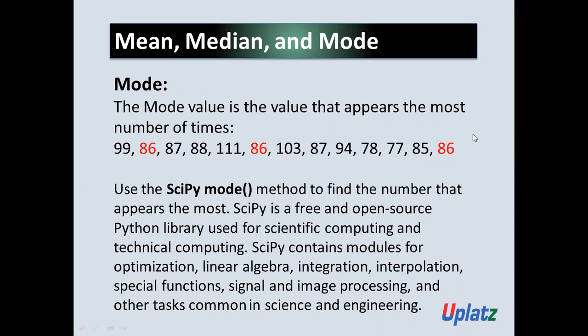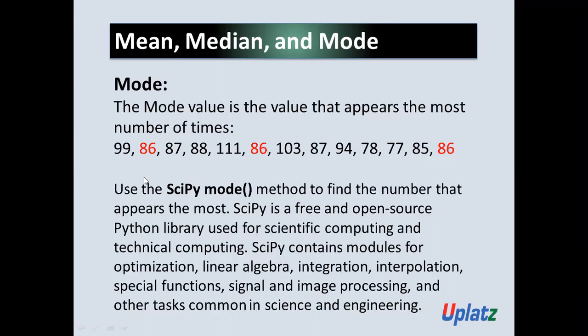For example, if you have the speed of 13 cars, here we have registered the speed of 13 cars. If you count it, this number 86 occurs the most number of times. So that is my mode. The mode value is the value that appears the most number of times. Here this value 86 appears the most number of times, hence it is my mode.